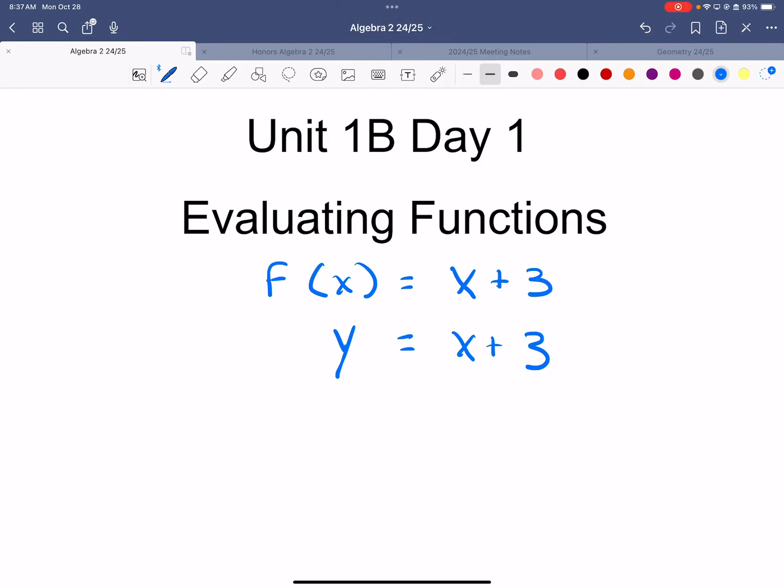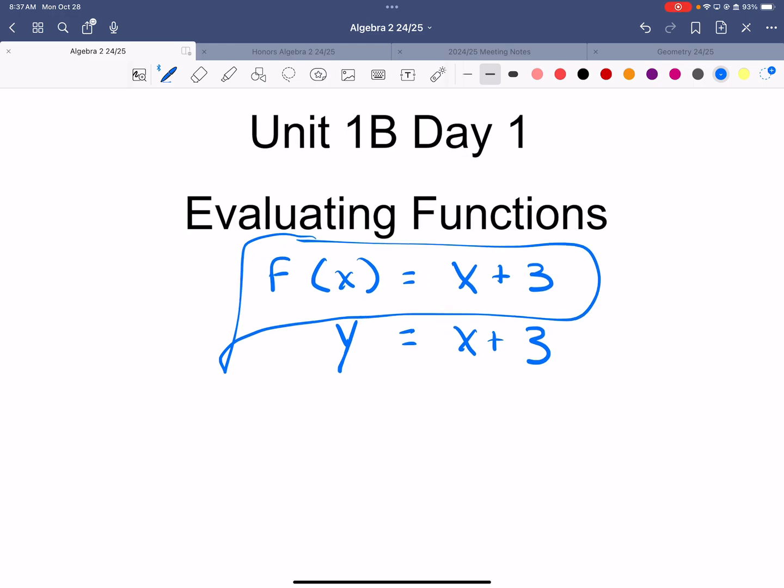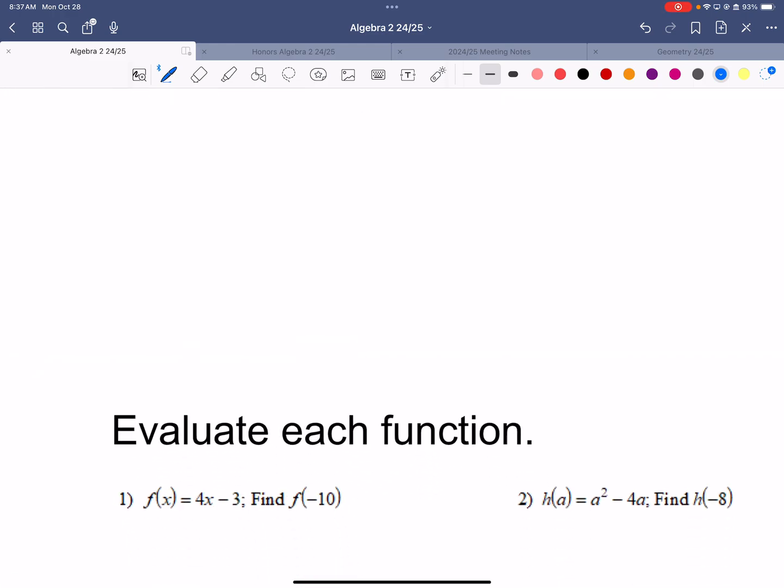Evaluating functions and how we go about evaluating functions. In other words, if I give you a value for x, how do we go about evaluating it? It really becomes pretty straightforward, just like if you're going to use substitution. So evaluating functions is our big thing for today. Not only do we want to be able to evaluate that function and find its solution, but we also want to look at graphs of functions and find the solutions as well.